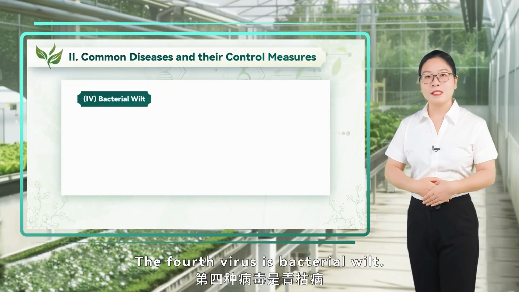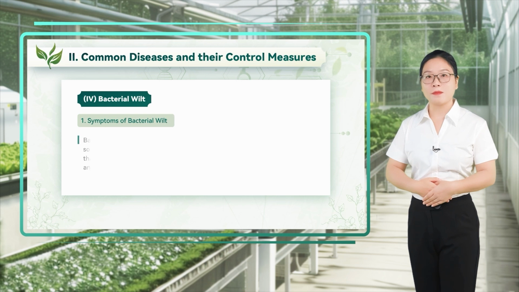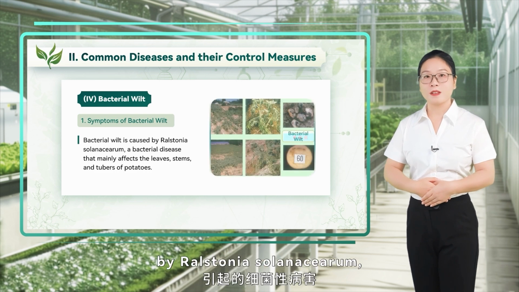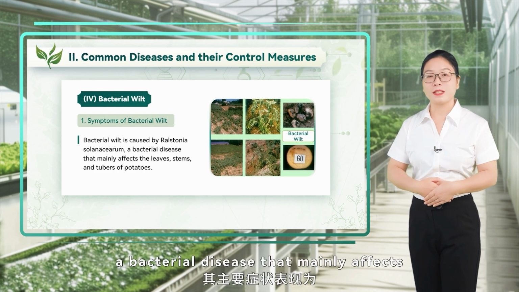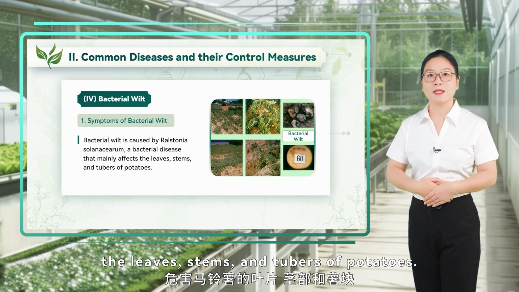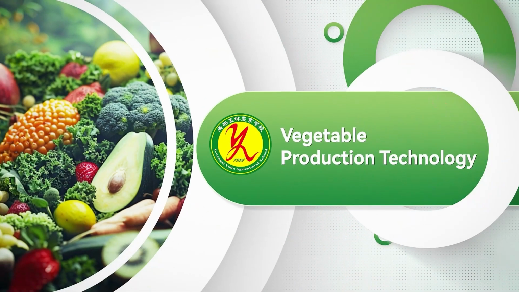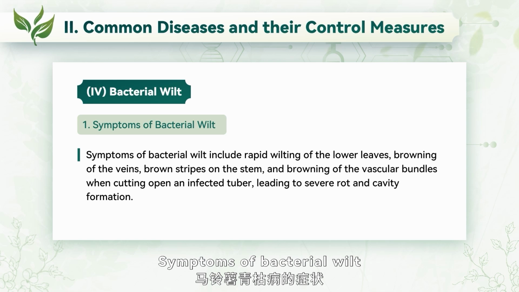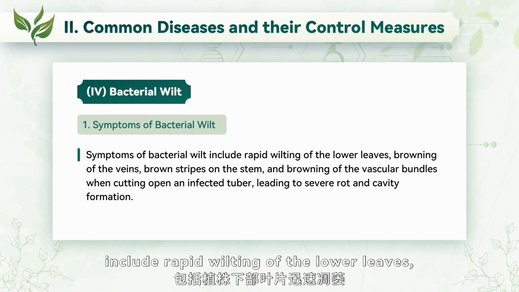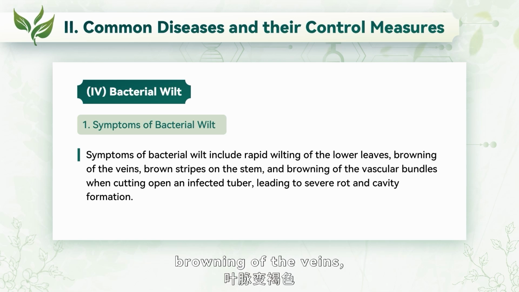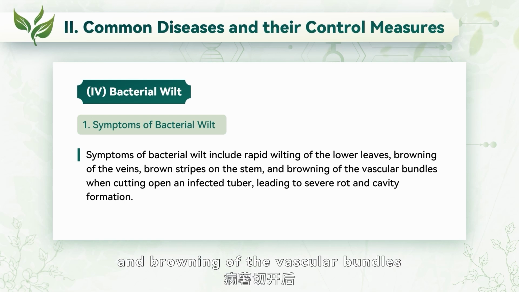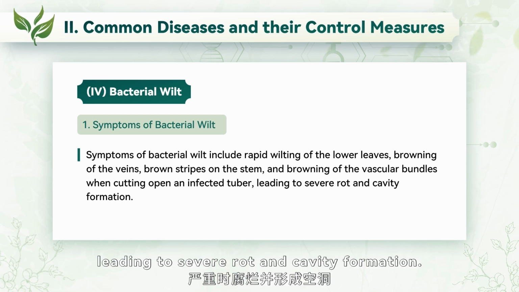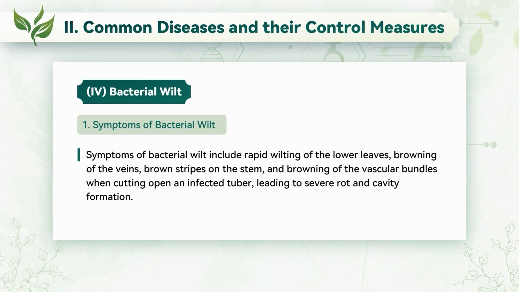The fourth disease is bacterial wilt. Bacterial wilt is caused by Ralstonia solanacearum, a bacterial disease that mainly affects the leaves, stems, and tubers of potatoes. Symptoms of bacterial wilt include rapid wilting of the lower leaves, browning of the veins, brown stripes on the stem, and browning of the vascular bundles when cutting open an infected tuber, leading to severe rot and cavity formation.